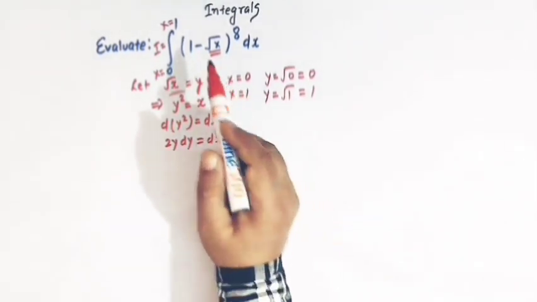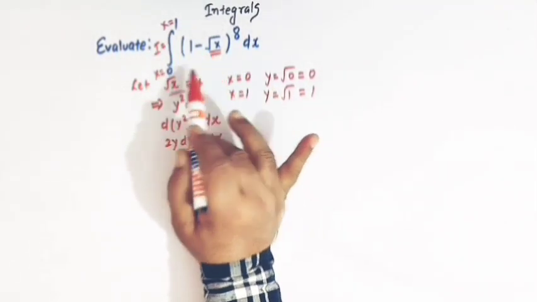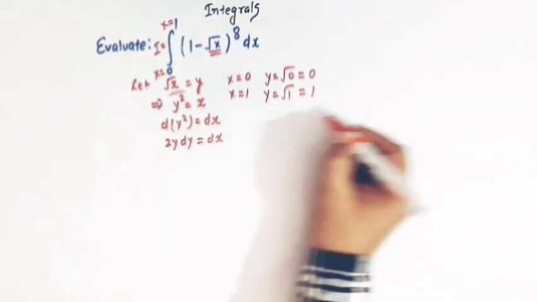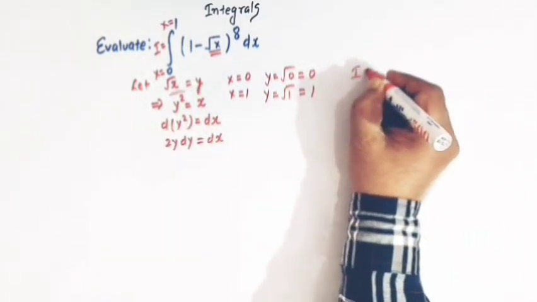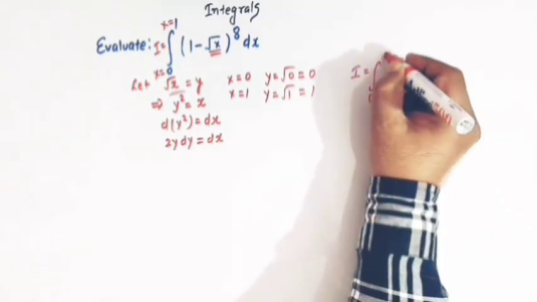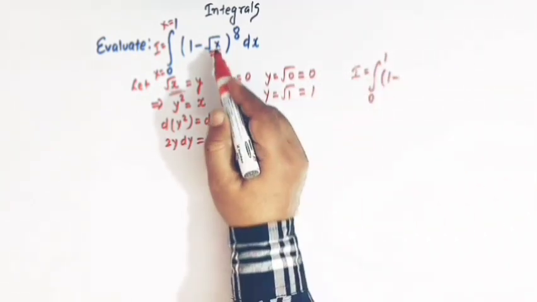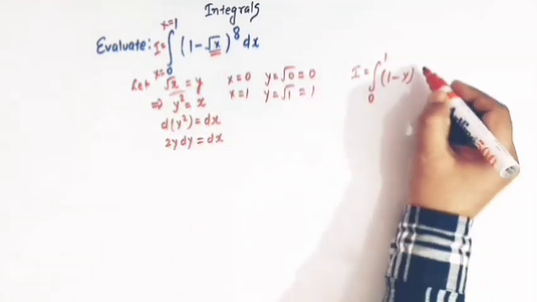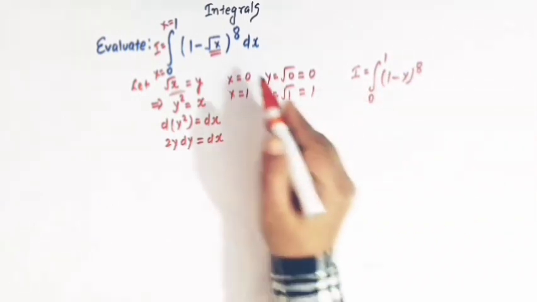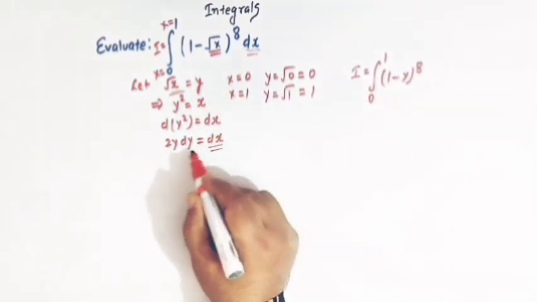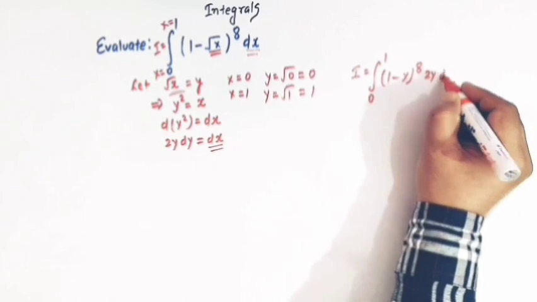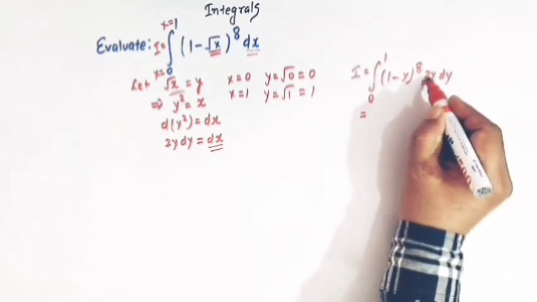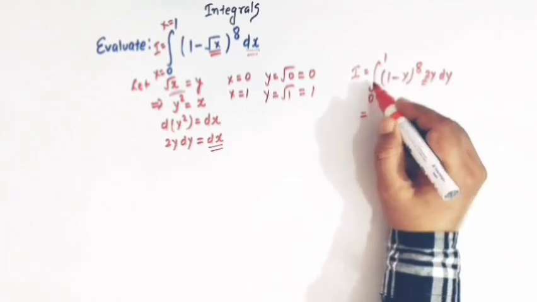So now let us express this integral in terms of this new variable y. So now we can write I is equal to integral from 0 to 1, we have 1 minus square root of x, which is replaced by y, and we have here the power 8, and dx is replaced by 2y dy. Okay, so now this 2 can be taken outside the integral.